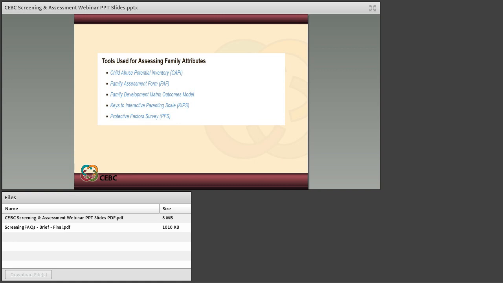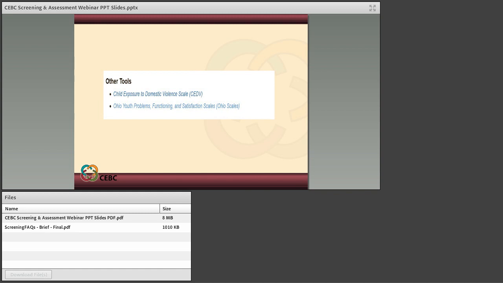The next category only has 5 for now, but we call these tools used for assessing family attributes. That includes the Child Abuse Potential Inventory, the Family Assessment Form, the Family Development Matrix, Keys to Interactive Parenting Scale, and the Protective Factor Survey.